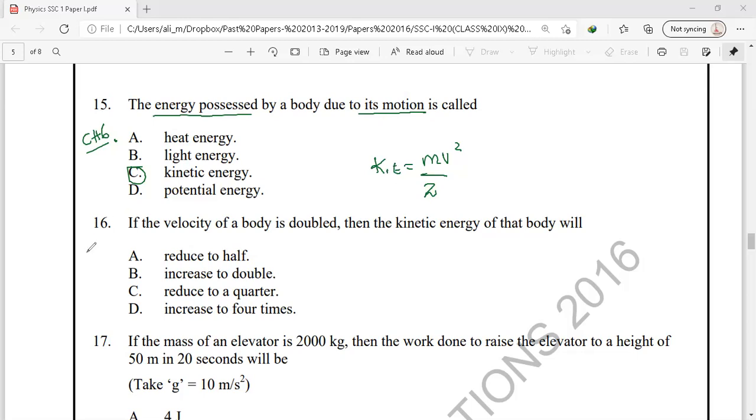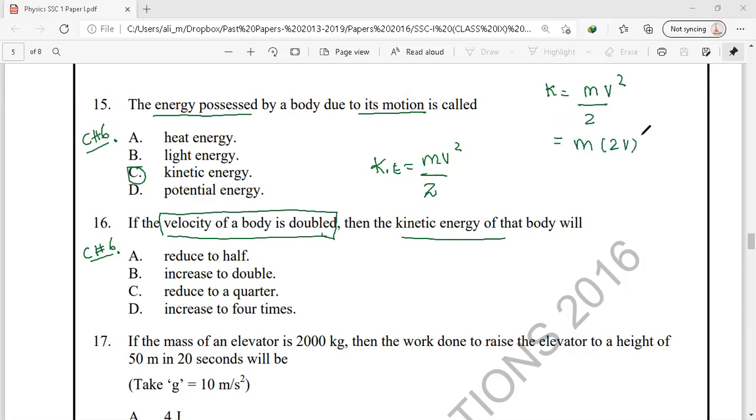Next, we have question number 16. This is from chapter number 6, Work, Power, and Energy. If the velocity of the body is doubled, then what will be the effect on the kinetic energy of the body? As I've mentioned, kinetic energy is equal to mass times v square over 2. If we double the velocity of the body, this means m into (2v) square over 2. By doubling the velocity, we will get a factor of 4 with the kinetic energy, that is mv square over 2.